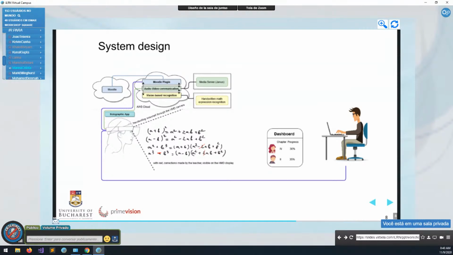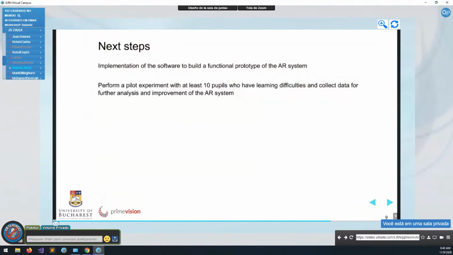The next steps that we are going to take: first we'll have to have a functional prototype in order to perform some pilot experiments. We are thinking of testing it with at least 10 pupils who have learning difficulties in order to get some data for further improvement of the system. So this is the first step.